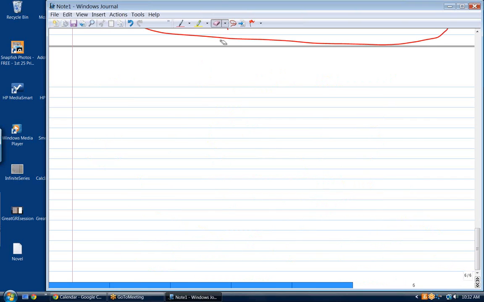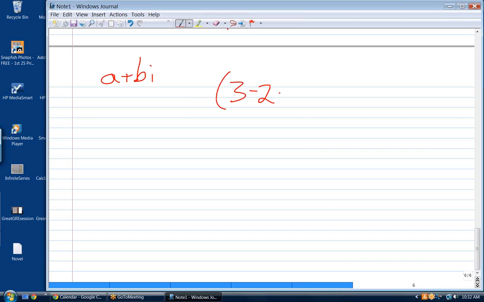This says, perform the indicated operation and write the result in the form a plus bi. Okay. I is an imaginary. So the first one is in parentheses 3 minus 2i plus in parentheses 4 plus 3i. These are very straightforward. Add the real part, add the imaginary part. What's the answer?